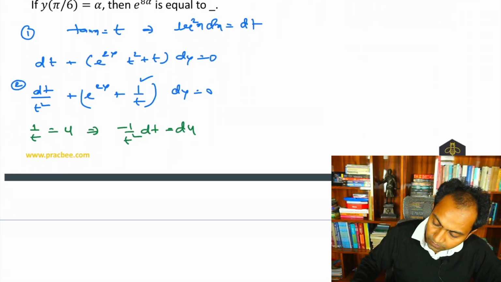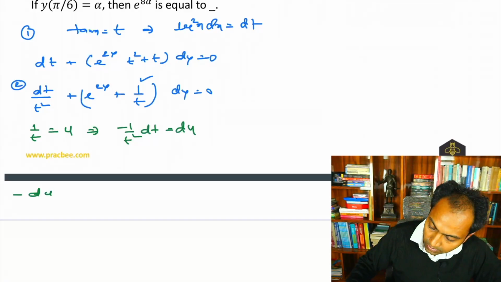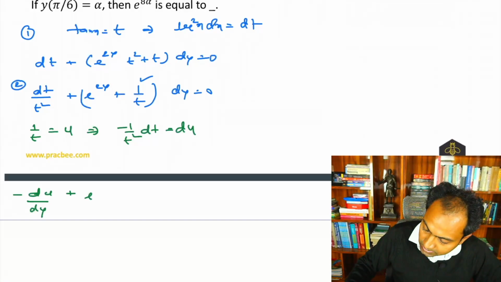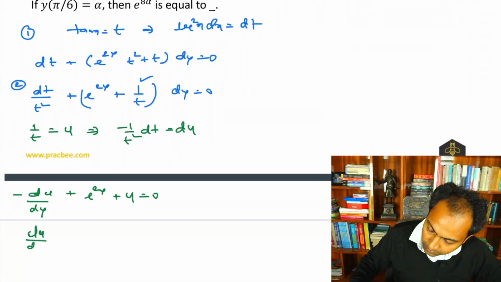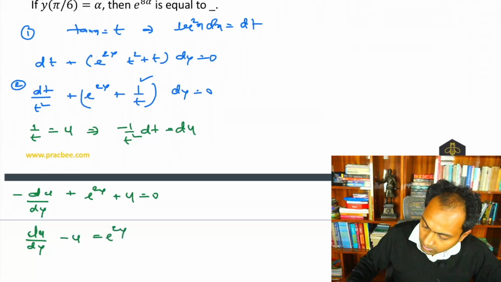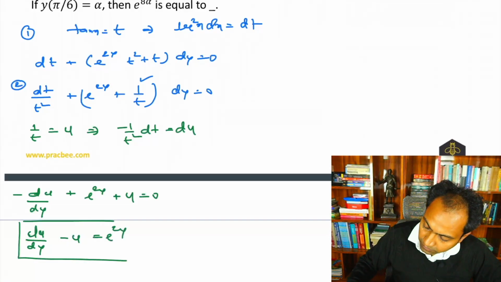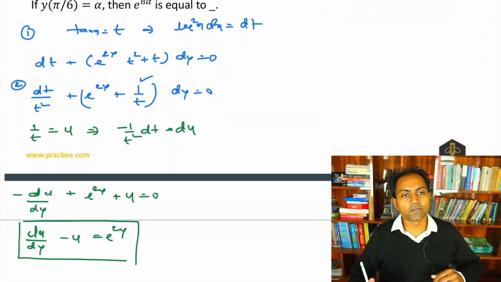And now we can rewrite this equation as minus of du, and we can divide by dy, plus e raised to the power 2y plus u is equal to 0. And if you want to write it a little bit more nicely, du by dy minus u will be equal to e raised to the power y. So this is a proper linear differential equation in u now.